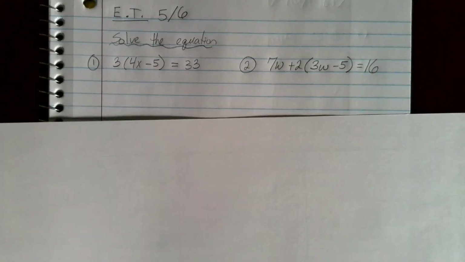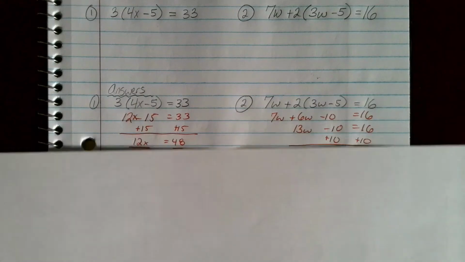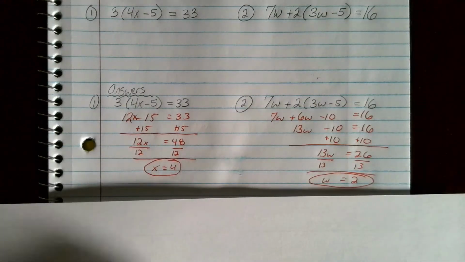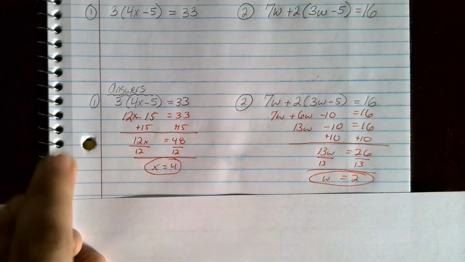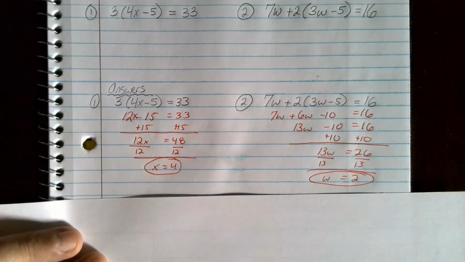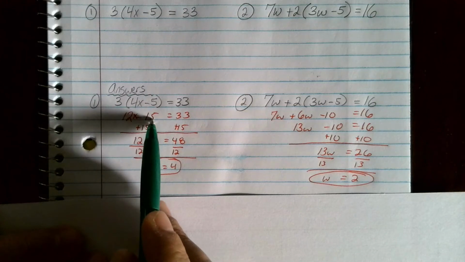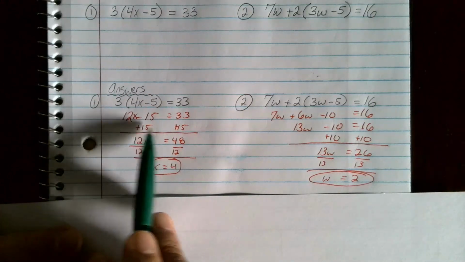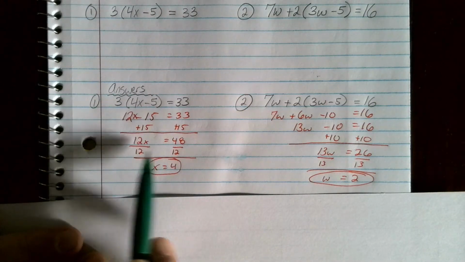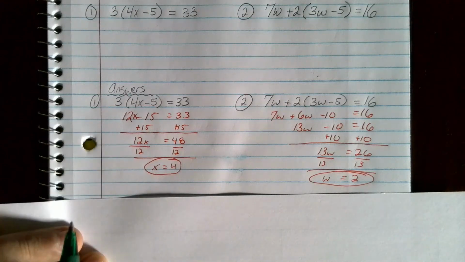Alright, hopefully you pause the video and try these two problems. See how you did. Here are the answers to both of them. Number one, we did the distributive property first here. 3 times the 4x is 12x. 3 times negative 5 is negative 15. Two algebra steps, adding 15 both sides, dividing 12 both sides, you get x is 4.